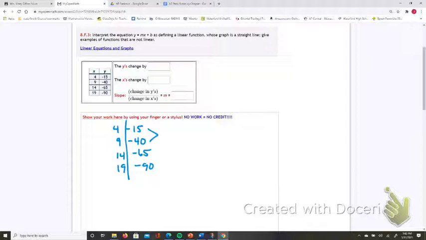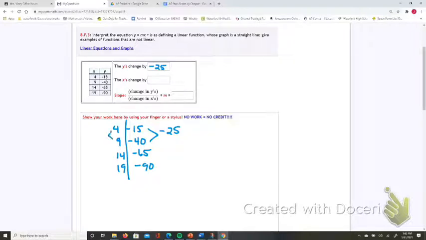So it went down 5 5s. Okay, 5 5s is 25. So it went down 25. Now, how do I know it went down? Because negative 15 means like I owe $15. Negative 40 means I owe $40. I owe more money than I owed before, so I borrowed more. So my y's went down 25.